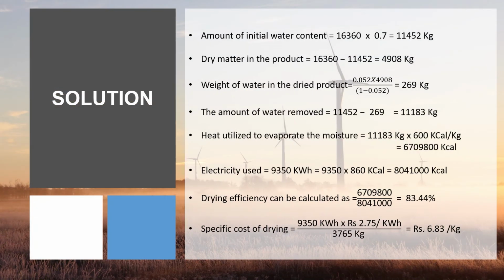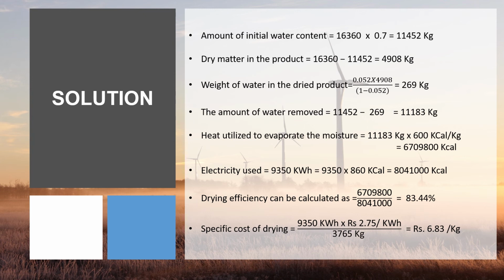Then heat required to evaporate the moisture from the product. It is equal to M into L. Here M equal to weight of the water removed from the product into L, here latent heat of vaporization. Here latent heat of vaporization equal to 600 kilocalorie per kg. Then the amount of heat required to evaporate the moisture is calculated as 6709800 kilocalorie. And electricity use here is 9350 kilowatt hour.